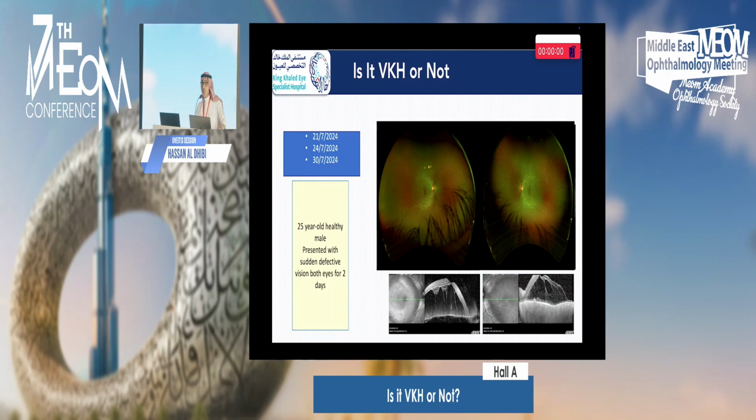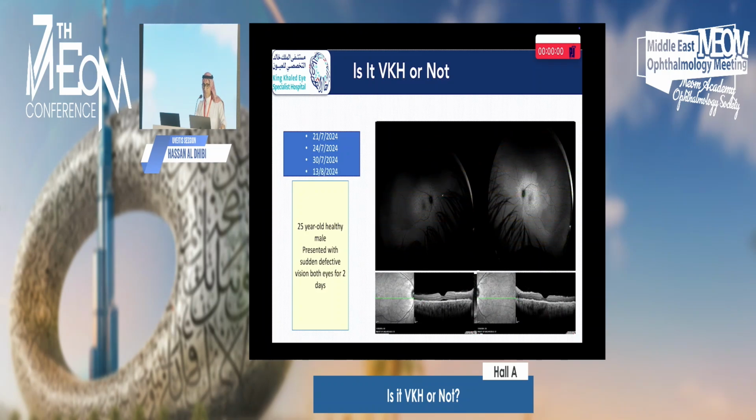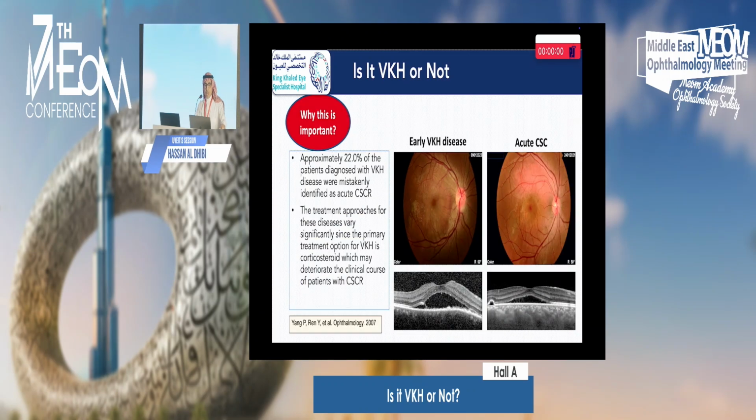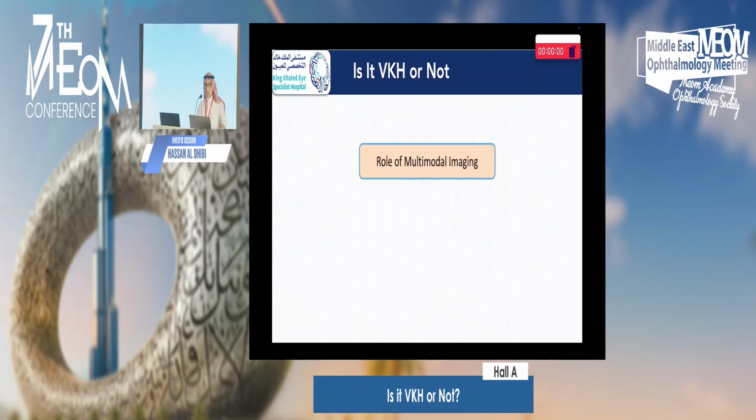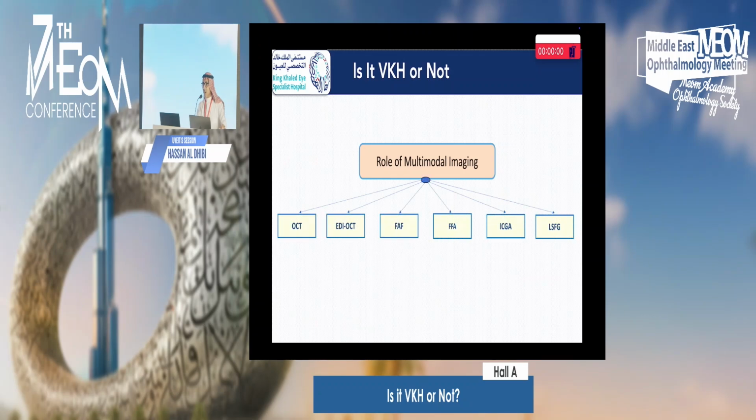So this is a case of incomplete VKH that can sometimes be confused with CSR. Approximately 22% of patients diagnosed with VKH disease were mistakenly identified as cases of central CSR. The treatment approach for these diseases varies significantly, since the primary treatment option in VKH is corticosteroid, which may worsen the clinical course of a patient with CSR. The message here is: be careful when evaluating a patient, and use multimodal imaging to make sure of all this.